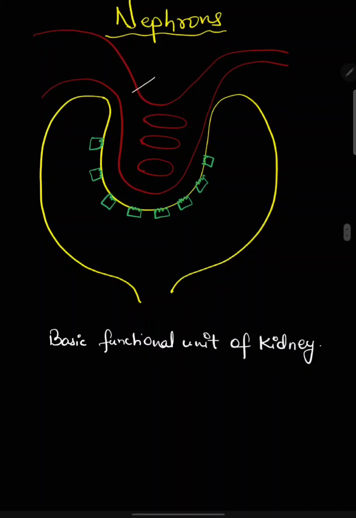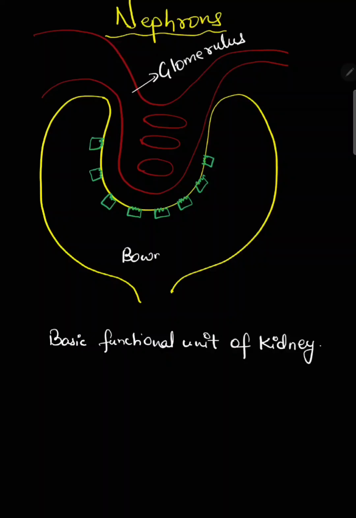This one is called the glomerulus, and this is called the Bowman's capsule. This cup-shaped structure is called the Bowman's capsule, and the red portion that you can see here is called the glomerulus. So what is this red portion? It is a part of the renal artery.